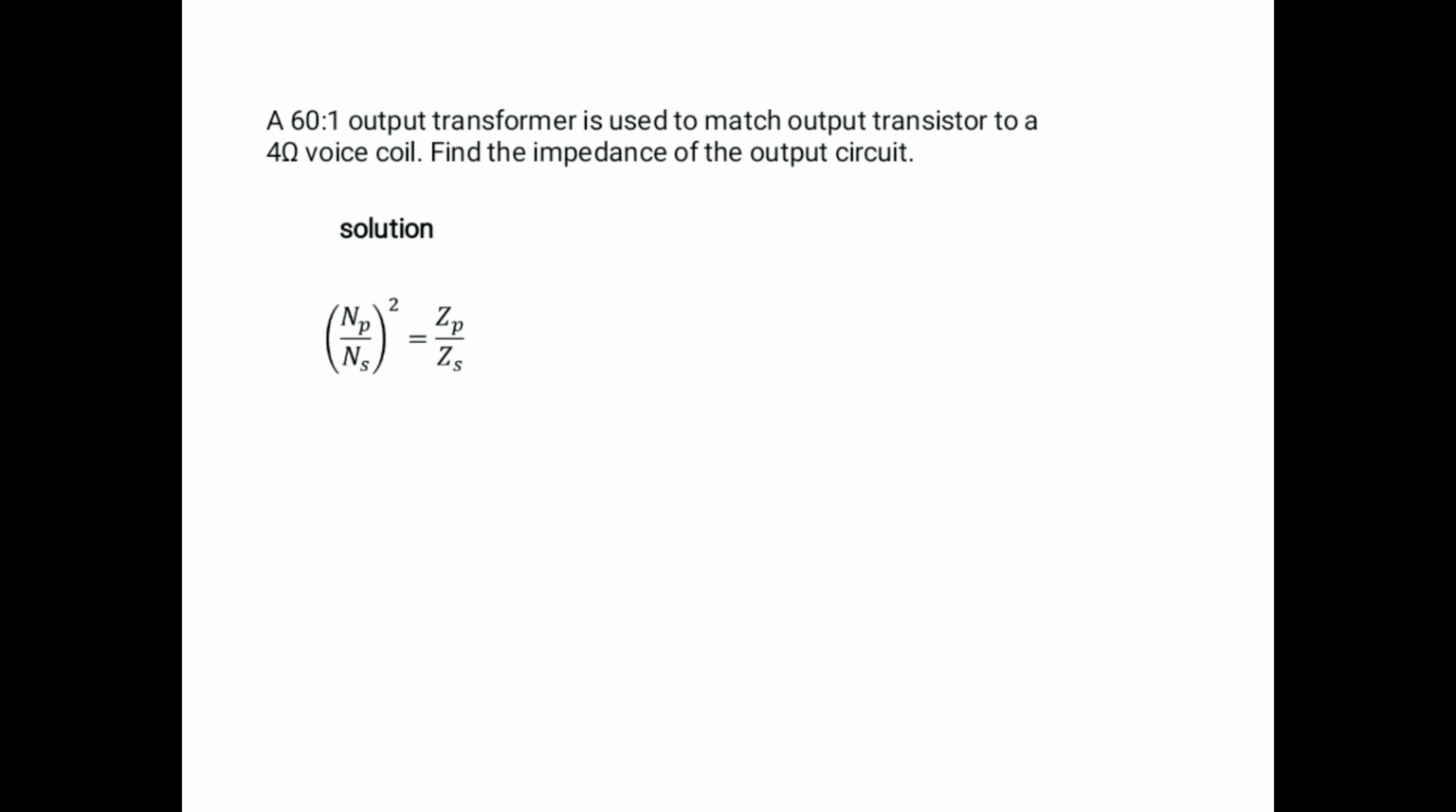Okay, and we have this. So 60 over 1, because the ratio is 60 to 1, all squared is equal to 4 over ZS. We are looking for the impedance of the output circuit, which is the secondary coil. And with that, we'll make ZS the subject of the formula.